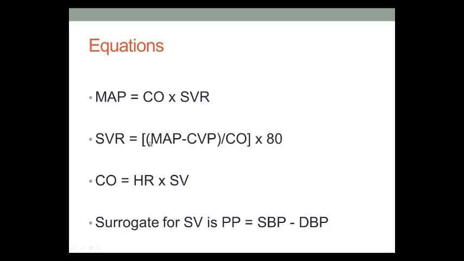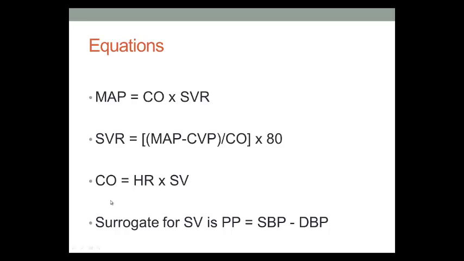This was always an equation that I had a hard time remembering, but it's easy if you think about it in terms of a ventilator, right? Resistance equals change in pressure over change in flow. It's the difference in your pressure from the left side of the heart to the right side of the heart over the change in flow, which is your cardiac output.